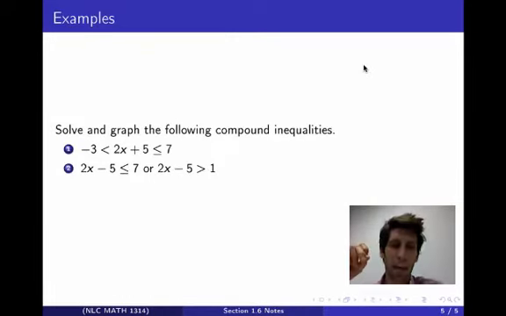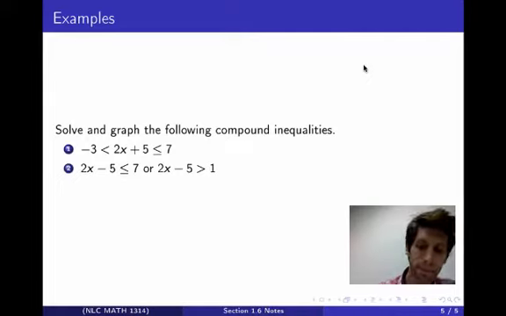So in the next example, we're going to solve the following compound inequalities. In the first part of this example, we have a conjunction: -3 is strictly less than the quantity 2x plus 5, which is in turn less than or equal to 7. And in the second part, 2x minus 5 is less than or equal to 7, or 2x minus 5 is greater than 1. So we'll head over to the whiteboard app where we'll see a solution to these two compound inequalities.